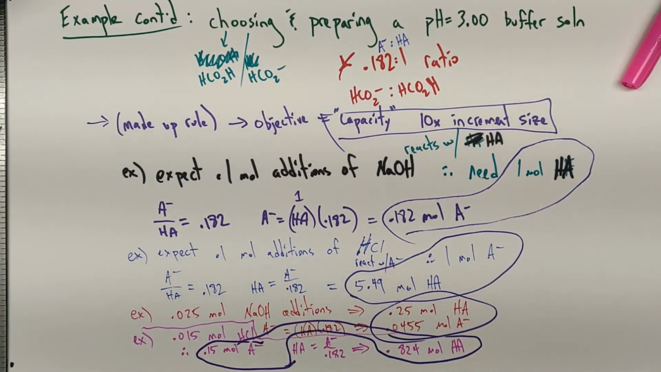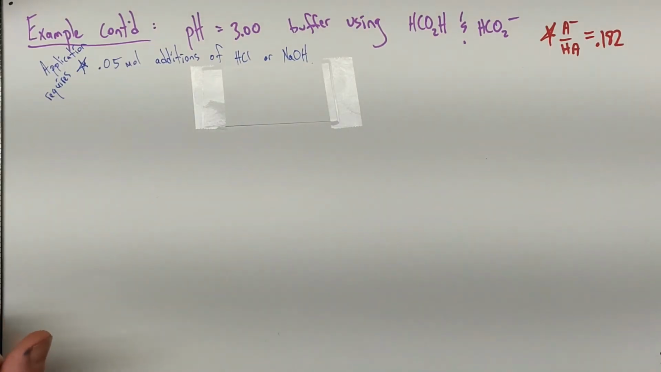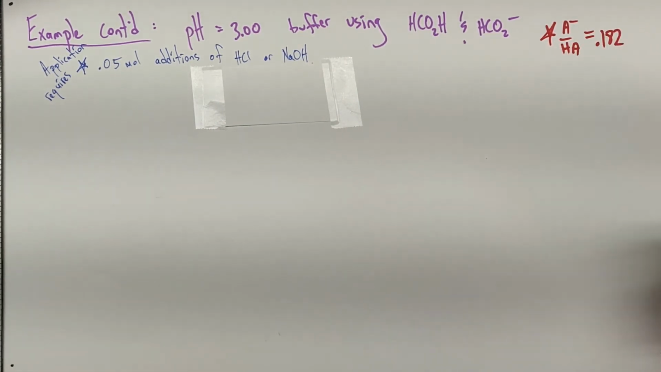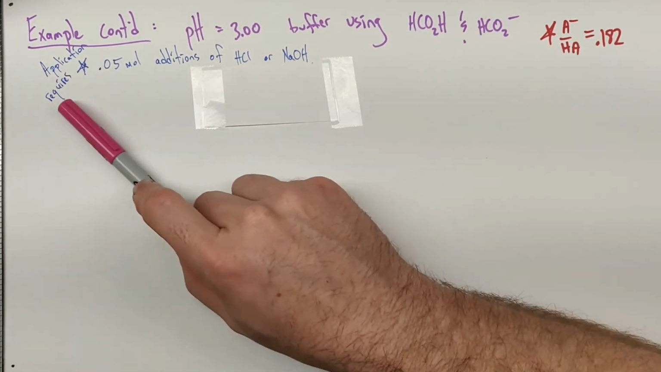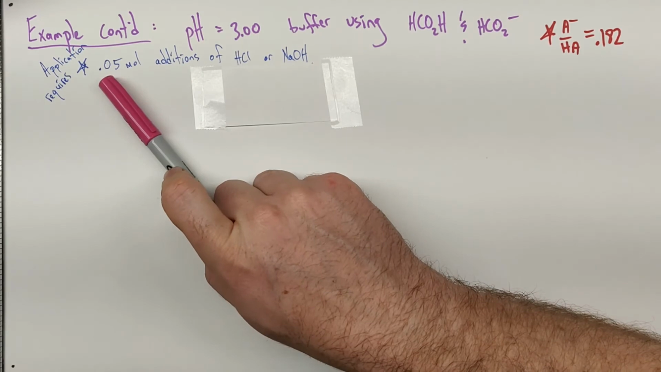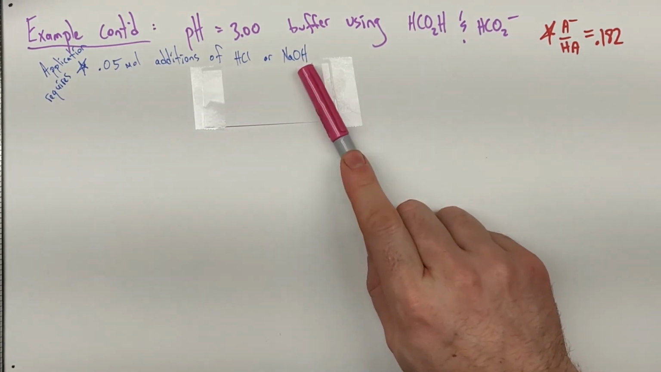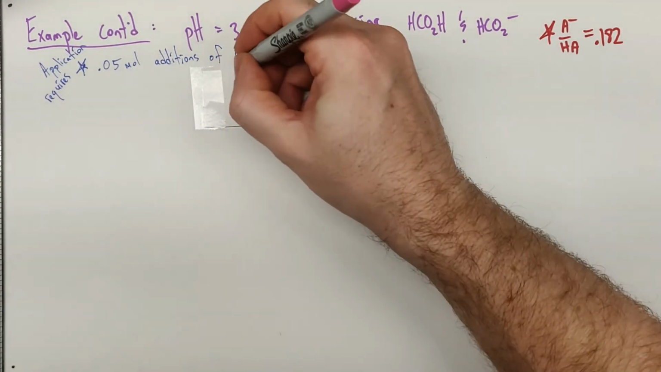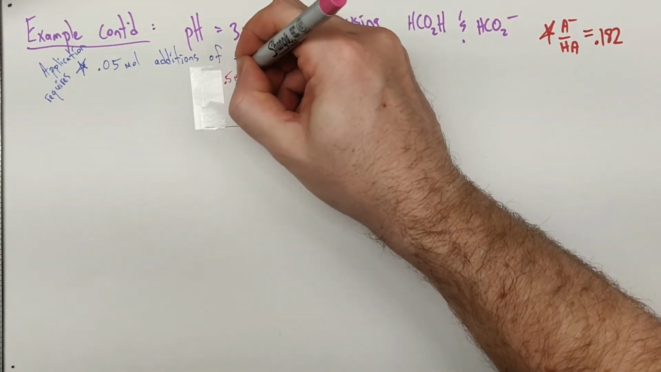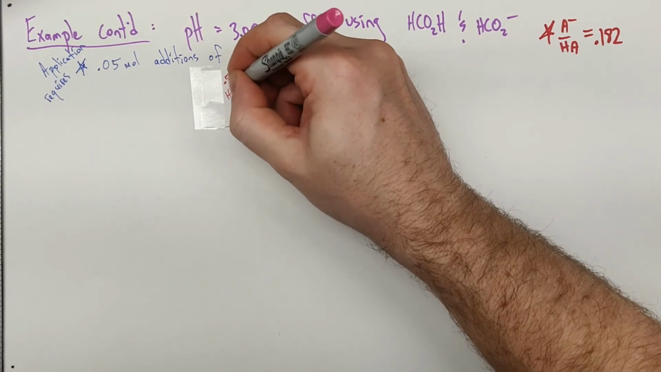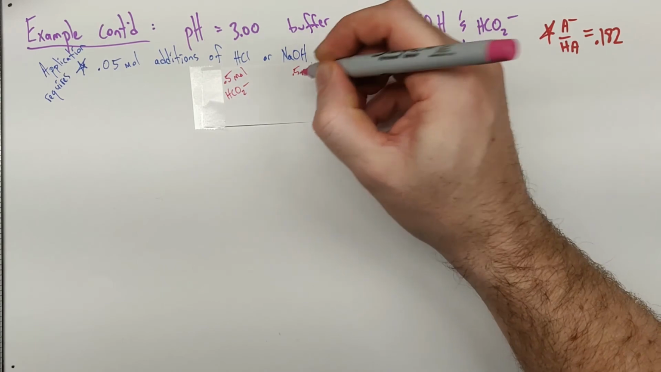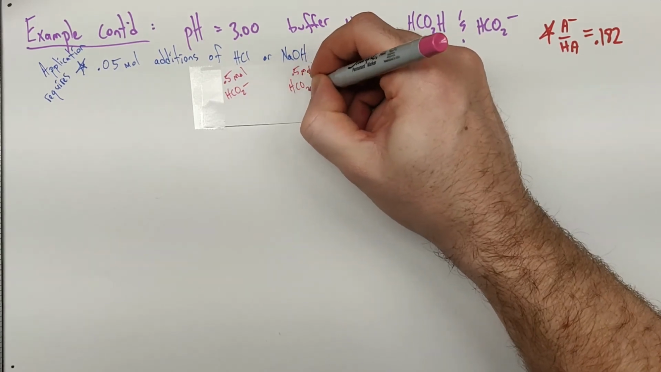of what we'll choose. After those previous examples where we looked at different amounts of A minus and HA that would give us that 0.182 ratio, and we based that on 10 times our incremental values, we're just going to declare that our application in this case requires 0.05 mole additions of HCl or NaOH. And it's important to note that the HCl would react with the formate ion, so that means I would need 0.5 moles of the HCO2 minus, or 0.5 moles of the HCO2H.